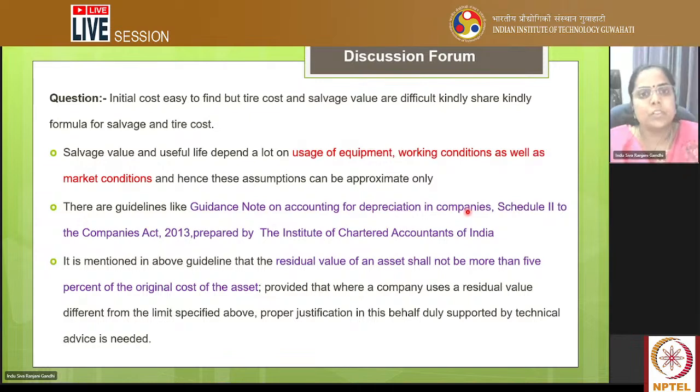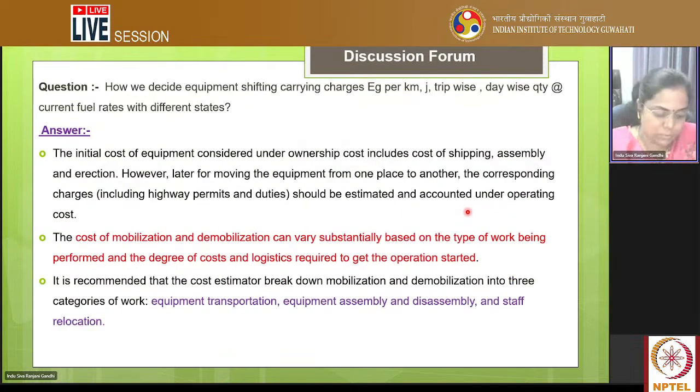Then another question by another learner, how to decide the shifting charges or carrying charges. He has posted the question with respect to material.